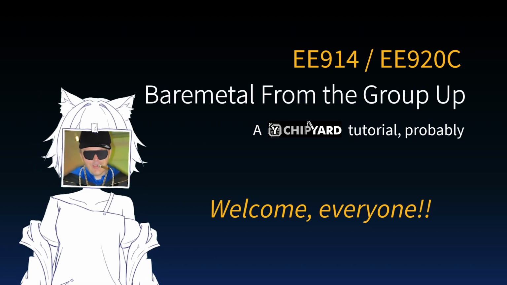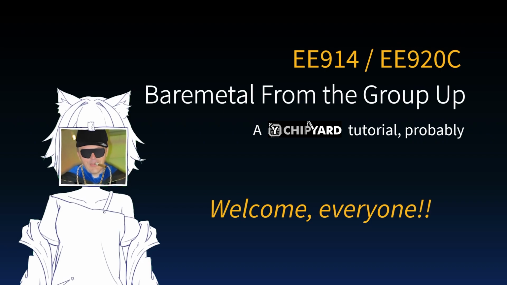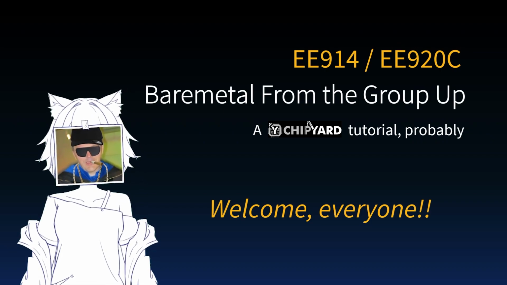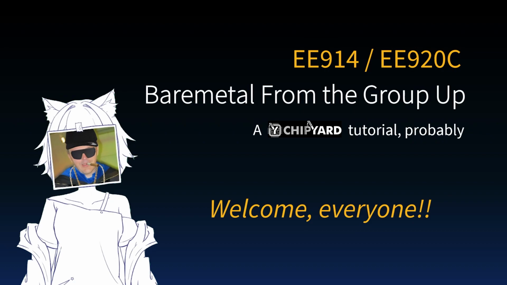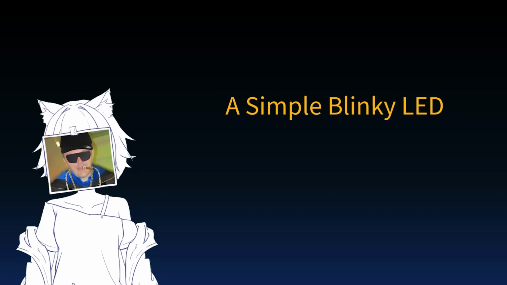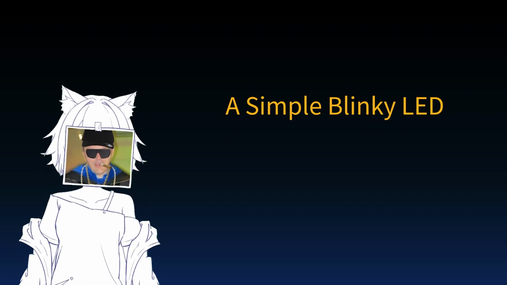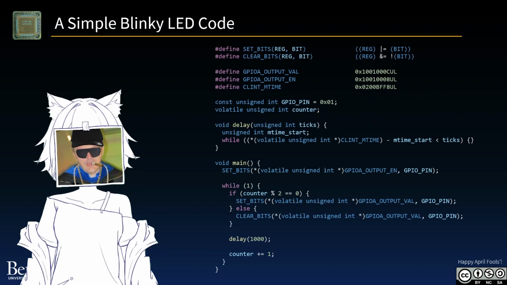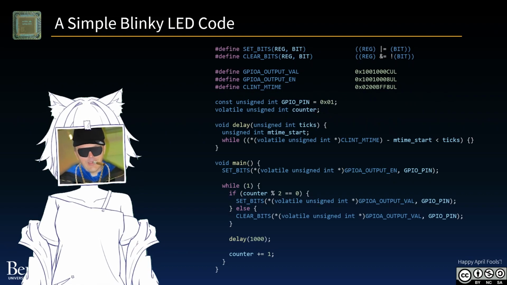In this lecture, we are going to walk through the behind the scenes of how a bare-metal RISC-V program is compiled and linked to become an executable binary file. Let's start with something simple, a program that blinks an LED light. This is the embedded version of the Hello World program.